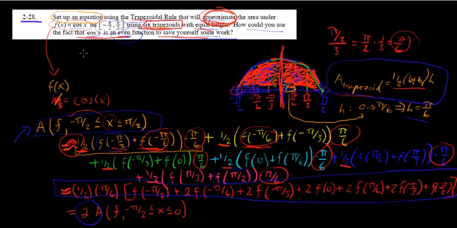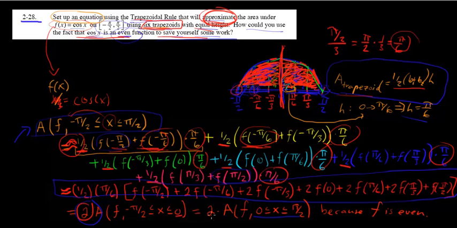So we can say that the area from negative pi over 2 to pi over 2 is the same as 2 times the area from negative pi over 2 to 0. Or we can say it's equal to 2 times the area from 0 to pi over 2. So it's 2 times the left area or 2 times the right area because our function f is even, cosine of x. So this answers both the first question and also how to save ourselves some work. We could just cut this down, reduce a lot of these terms and just multiply by 2 at the end.